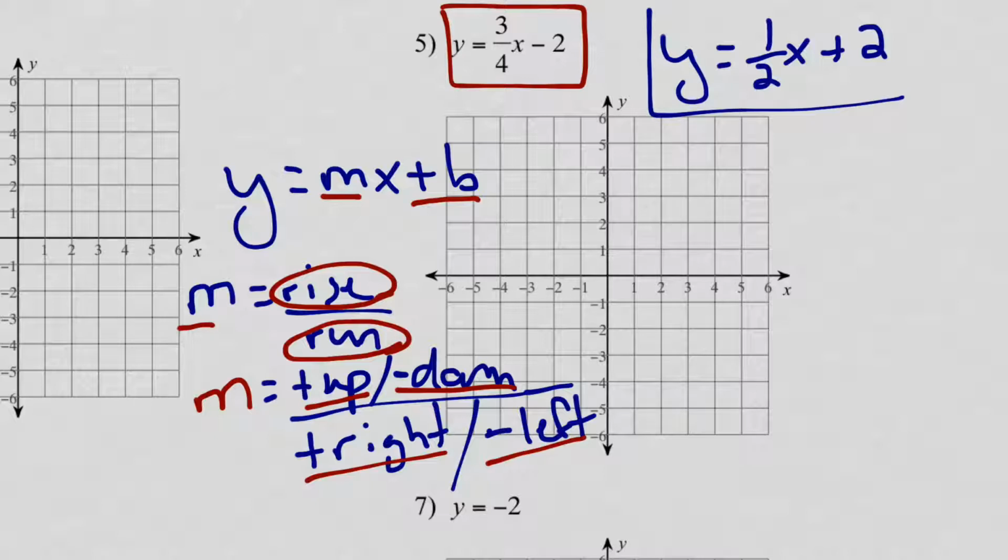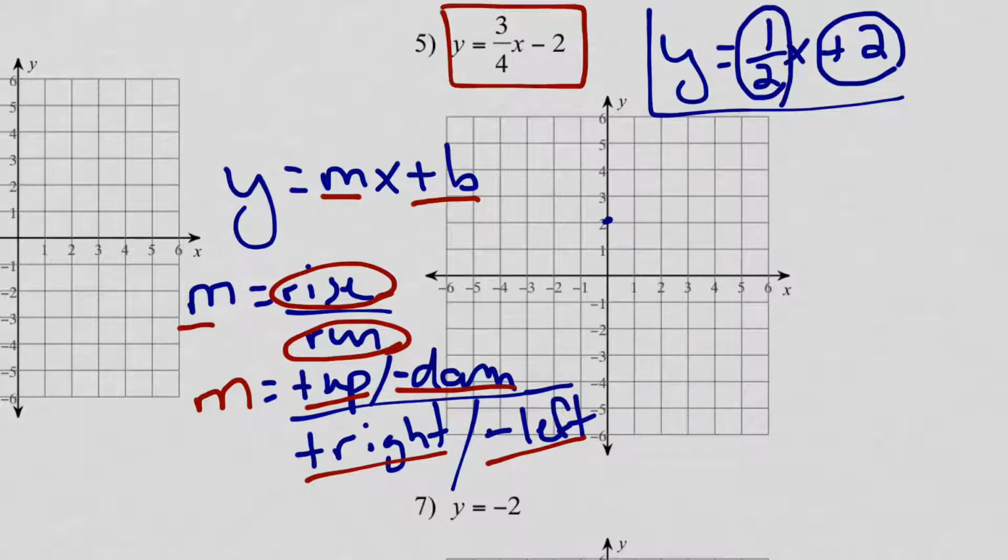So I've made up our own example that we're going to graph here. y = 1/2 x + 2. I suggest you start with your y-intercept because that's your starting point. Okay, so y-intercept of +2 is now on the graph up there on the y-axis at 2.